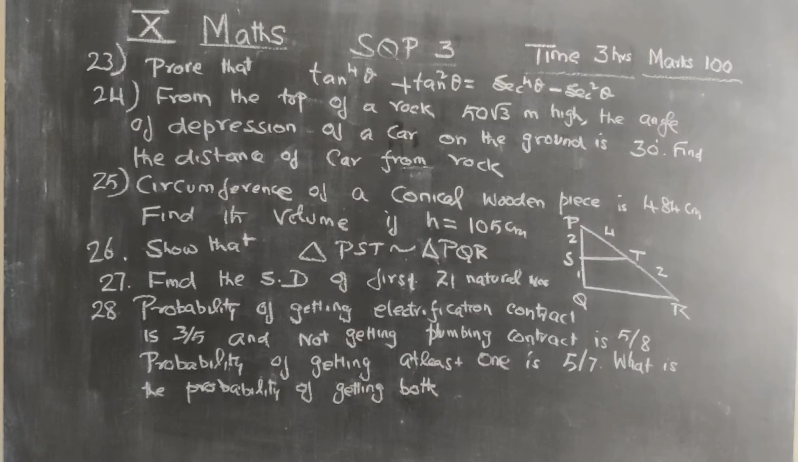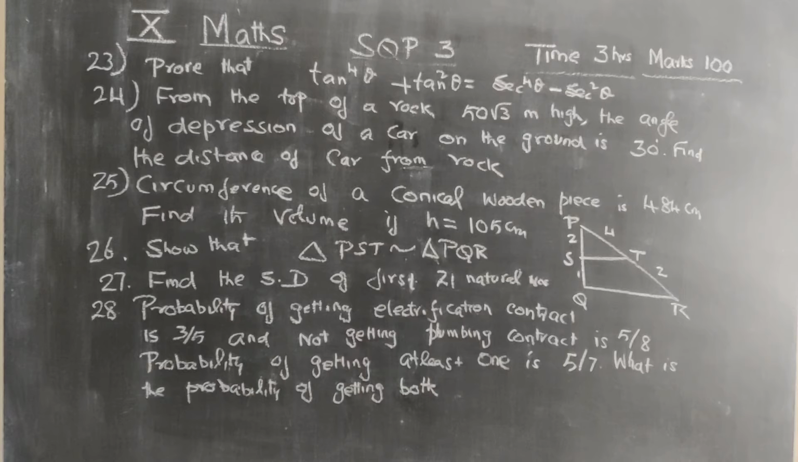Question number 23. Prove that tan power 4 theta plus tan square theta equal to secant power 4 theta minus secant square theta. Question number 24. From the top of a rock 50 root 3 meter high, the angle of depression of a car on the ground is 30 degrees. Find the distance of the car from the rock.